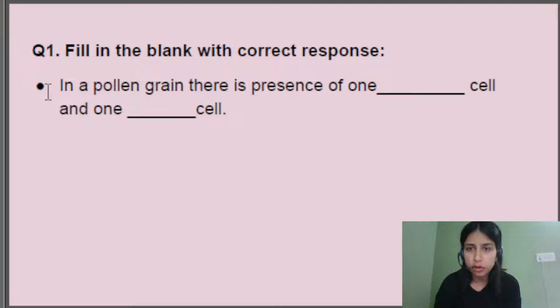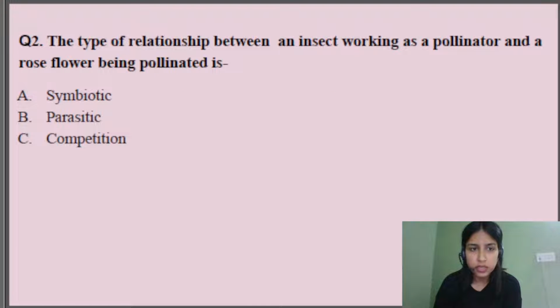Yes, so we'll be moving forward towards the next question, that is, the type of relationship between an insect working as a pollinator and a rose flower being pollinated. What do you think it should be? You know, different types of relationships work in nature. There may be symbiotic, there may be parasitic, there may be competition. So which type of relation do you think it is between an insect that is working as a pollinator and a rose flower that is being pollinated?